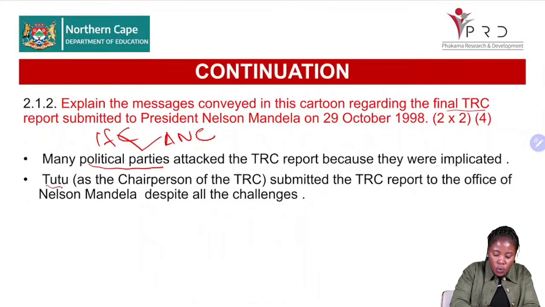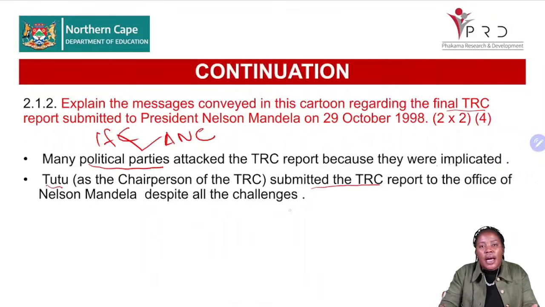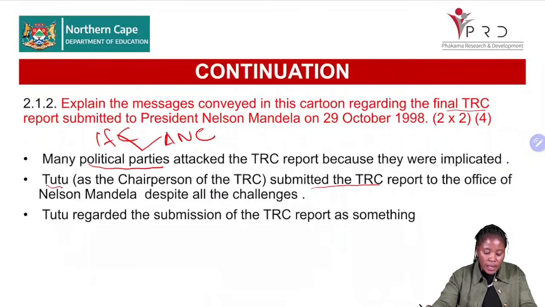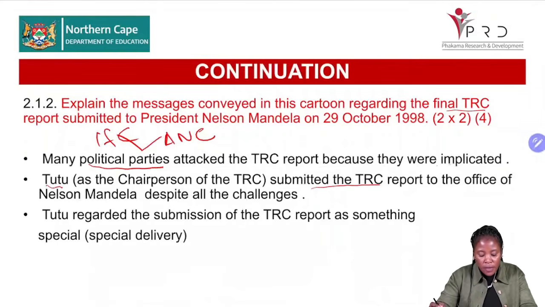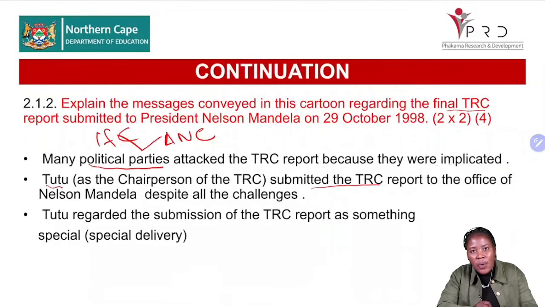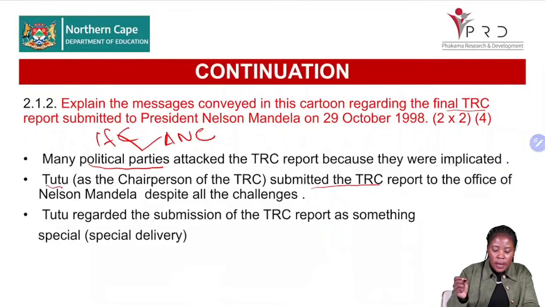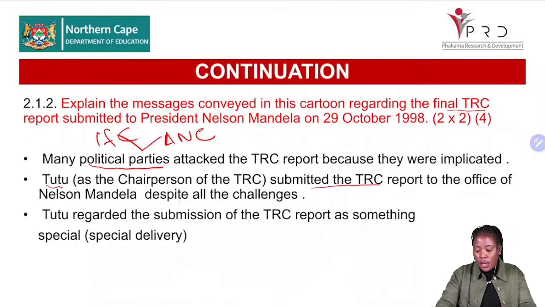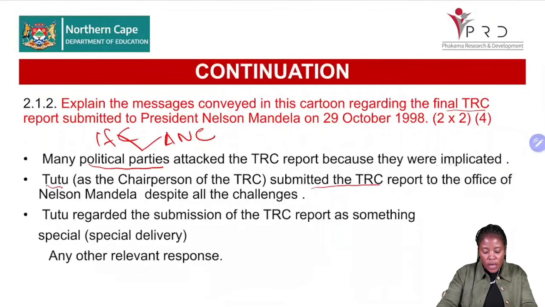The other message is that Tutu, as the chairperson of the TRC, submitted the TRC report to the office of Nelson Mandela despite all the challenges. So despite being attacked left, right, and center, he finally submitted the report. Lastly, Tutu regarded the submission of the TRC report as something special. Why do we say he regarded it as something special? Remember that back there was written truth, and then underneath it was written special delivery. So that is why we say another message is that Tutu regarded the submission of the TRC as something special. Now, last question.